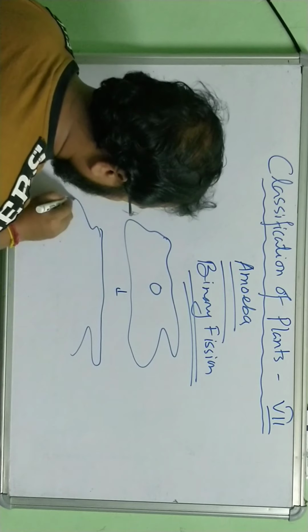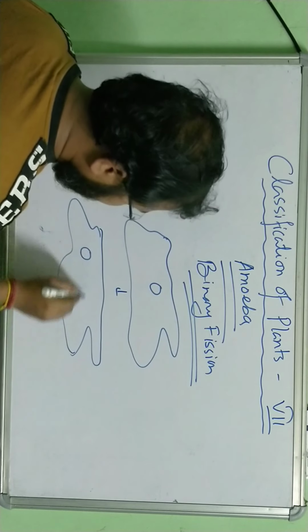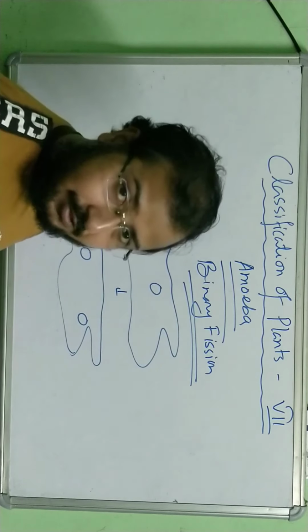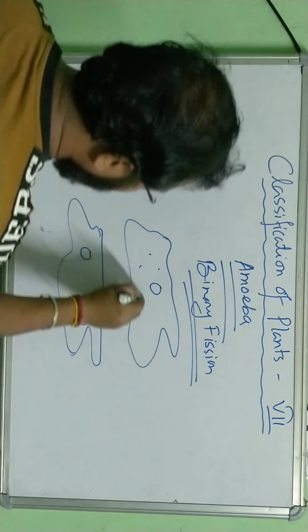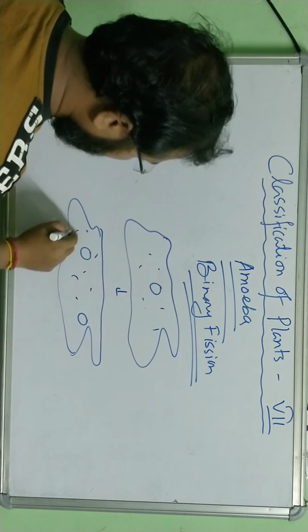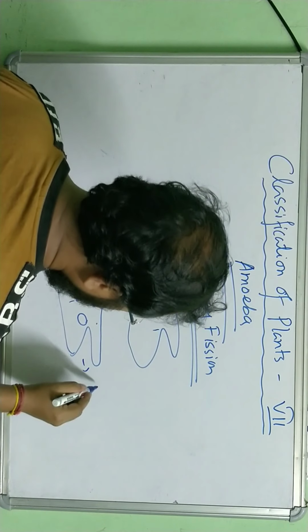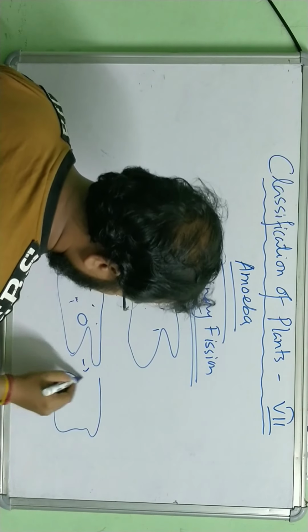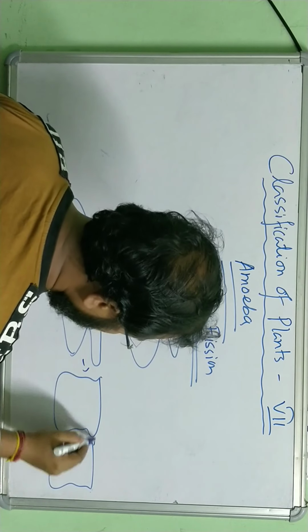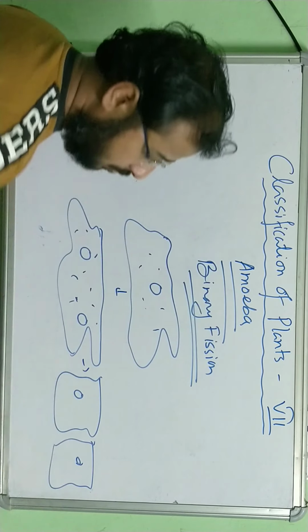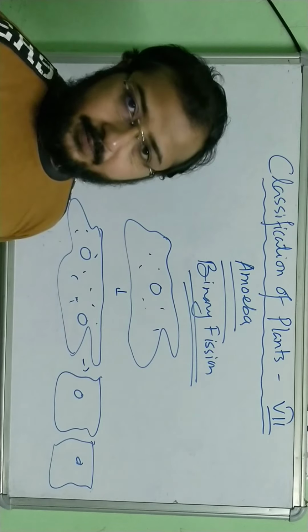The nucleus will be divided into two. First the nuclear division will take place in the cytoplasm. So the nucleus is divided into two. Now the next step is that the cytoplasm will separate into two separate amoeba cells.